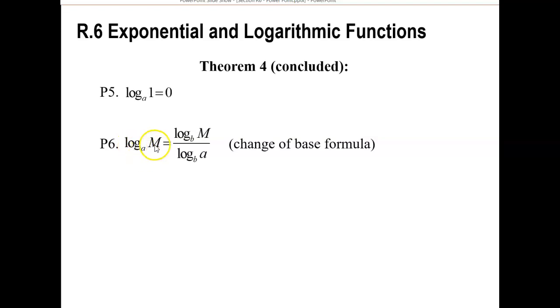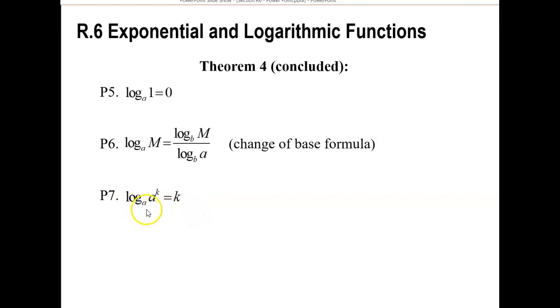So log base a of m you can find by taking log of any base of the m, divided by log of that same base that you used on the top of the a. The key in your calculator that just says log on it, that's base 10. So if you had to do log base 2 of 6, you could do log of 6 divided by log of 2. We'll be doing some examples with change of base.